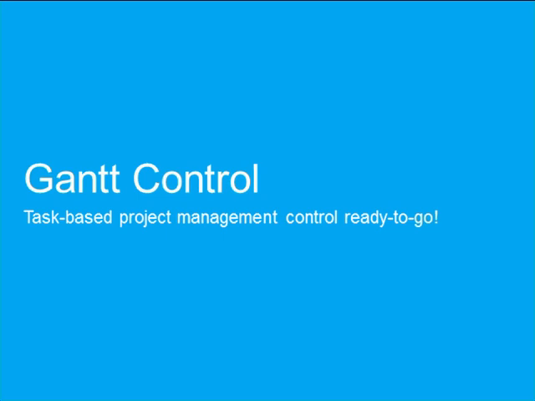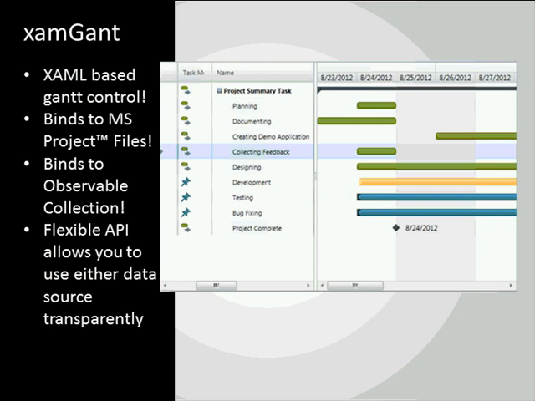So the Gantt control is actually made up of two parts. On the left-hand side, you have a grid where your tasks are listed. On the right-hand side, you have a chart view of the scheduling of those tasks. This is based on XAML. Not only can you bind to Microsoft Project files, so if you have Microsoft Project, you can export a project from Microsoft Project and load it directly into our control.